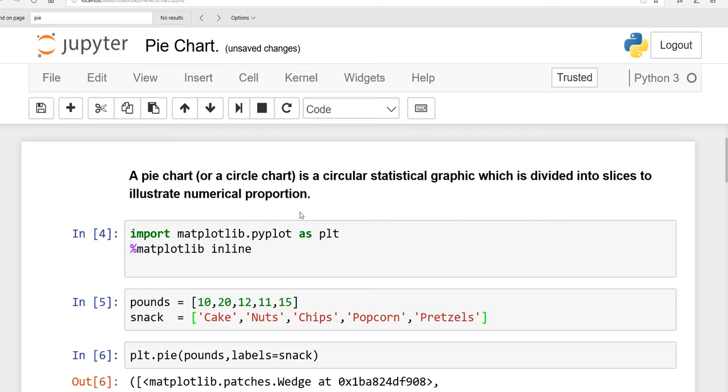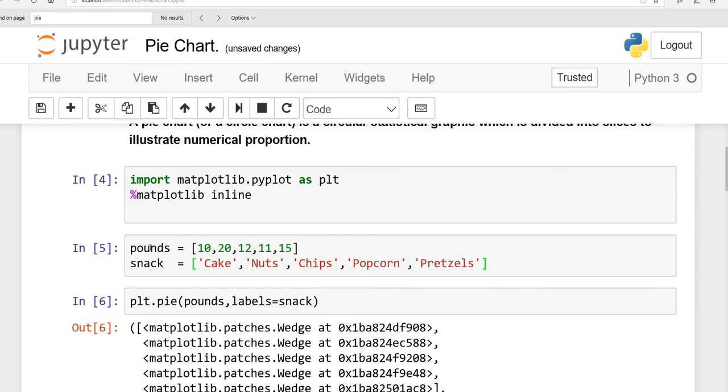the numerical proportion. So I will run these functions, then it will be more clear how to make a pie chart. But keep in mind, first of all, you have to import matplotlib.pyplot as plt, and in the second line, %matplotlib inline, you have to write down if you are using the Jupyter notebook.